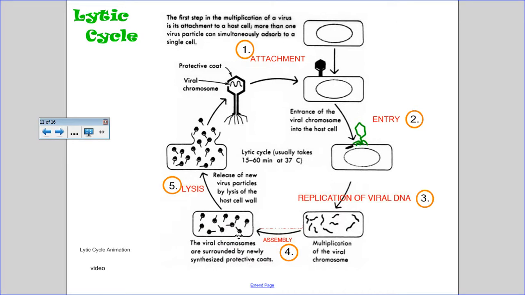proteins that are required and assembles them together to make new viruses. In the last step, in the lysis step, that's where the host cell bursts open and releases the new viruses so that they can go and repeat the process to other host cells. So they'll go and they'll infect other host cells. I'll show you the animation, I think, after we talk about the other cycle.